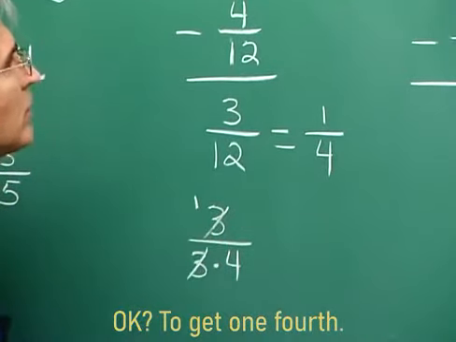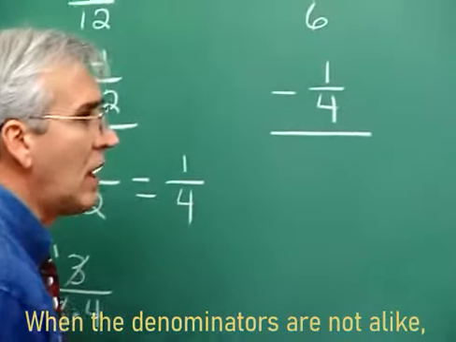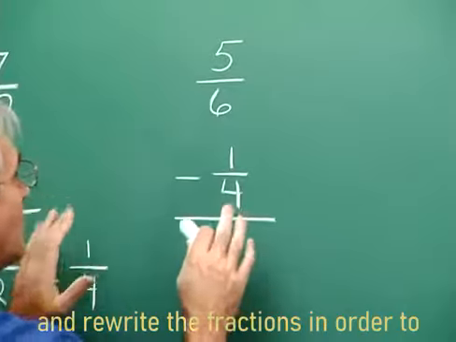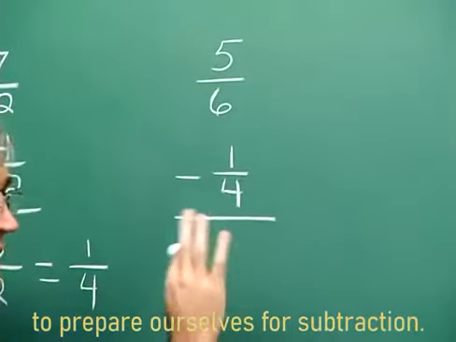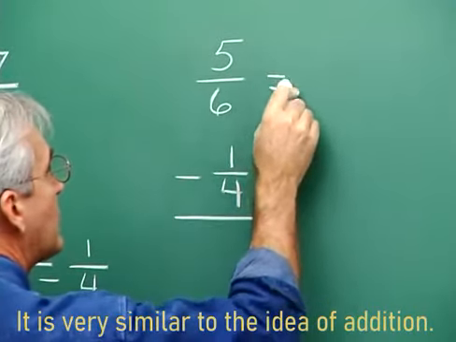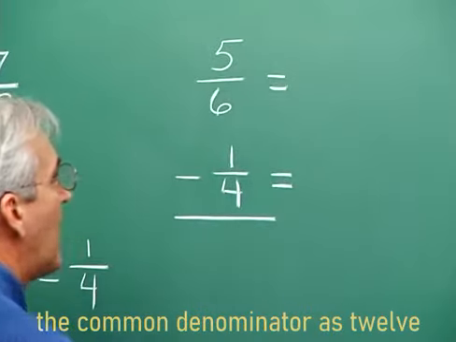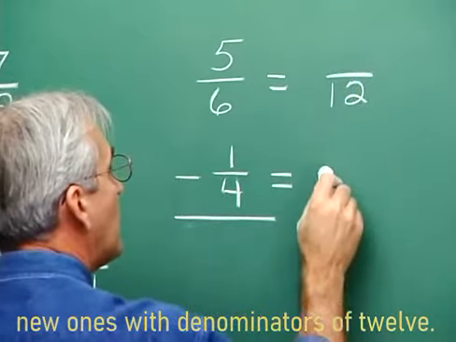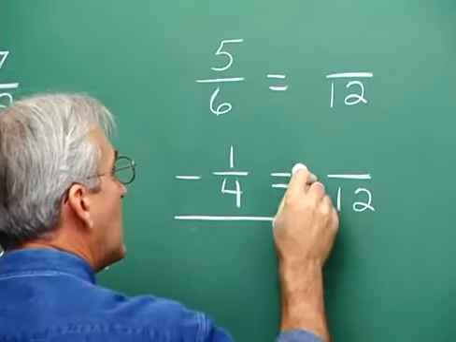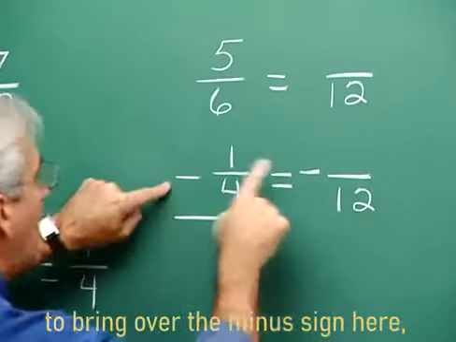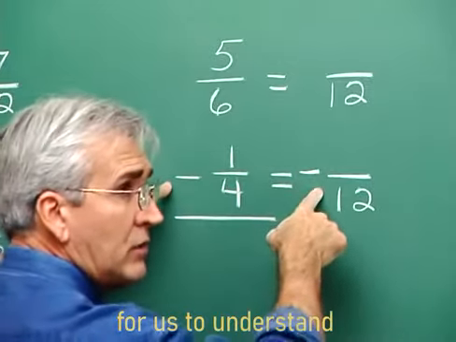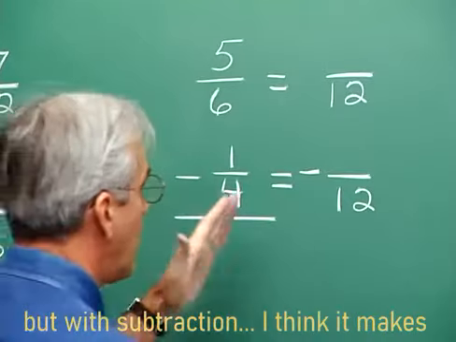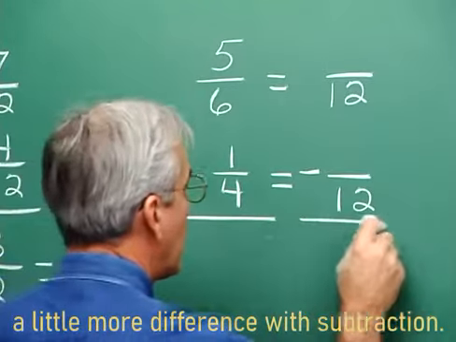Okay, to get 1/4. When the denominators are not alike, we need to find a common denominator and rewrite the fractions in order to prepare ourselves for subtraction. It's very similar to the idea of addition. So here we would identify the common denominator as 12, and we would change these fractions into new ones with denominators of 12. Now, I think it's kind of important to bring over the minus sign here for us to understand that we're subtracting. When we were adding, it didn't make so much difference. But with subtraction, I think it makes a little more difference.